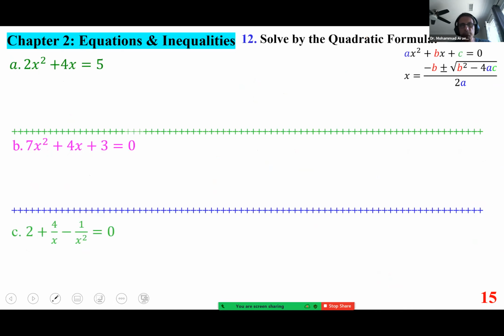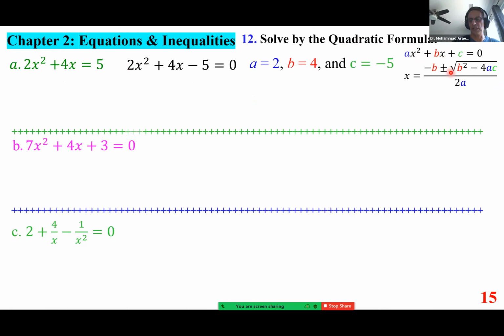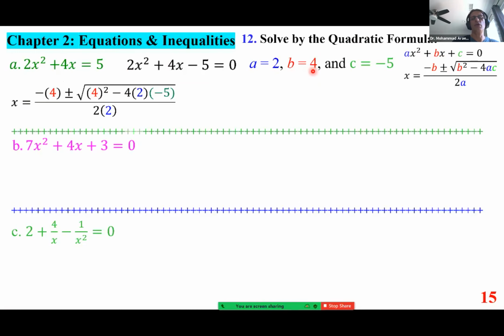Let's look at some quadratic formulas. In this case, we are given 2x squared plus 4x equals 5. In order to use the quadratic formula, step 1, bring everything to the same side. And now notice a is 2, b is 4, c is negative 5. Just plug in. So minus b, so minus 4, plus minus the square root of b squared, that means 4 squared, minus 4 times a, which is 2, times c, which is negative 5.